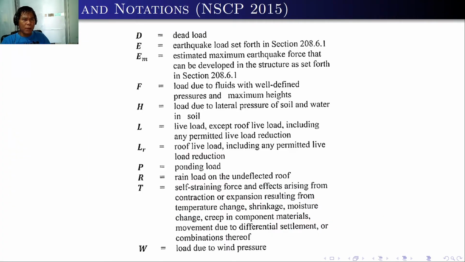For the symbols and notations used in NSCP 2015, you can see all here like capital D as a dead load, E as the earthquake load, F as the fluid load, H as the lateral pressure of soil and water in soil, L as live load, L sub R as roof live load, R is rain load, W as the wind pressure.